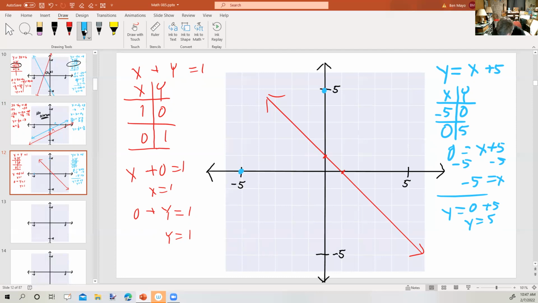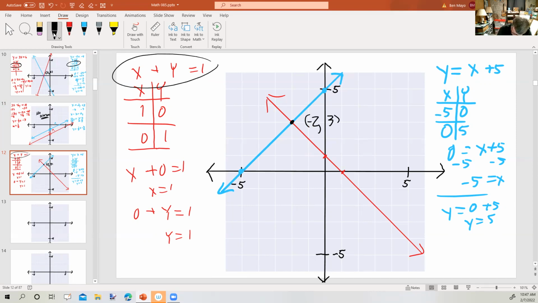So let's draw this line. It appears as though the solution is what? Negative 2, 3. Let's check our work. Let's plug that in here. If x is negative 2 and y is 3, we get 1 equals 1.